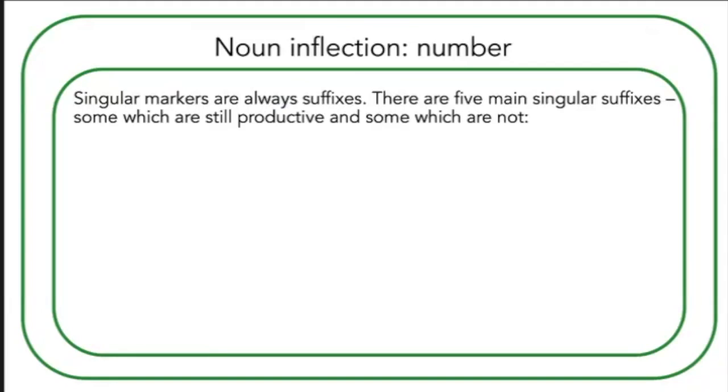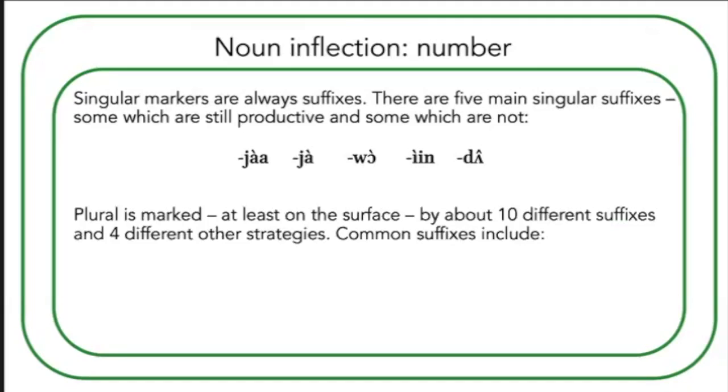Number marking can happen in a variety of ways. For the singular, it's usually always marked using suffixes. These are some of the most common suffixes, but there are a bunch of others. The plural, on the other hand, is mostly marked with suffixes, but then in some cases, it's marked by changes in length, changes in tone, or changes in ATR specification. But let's say the most common strategy is suffixation, and these are some of the most common suffixes.